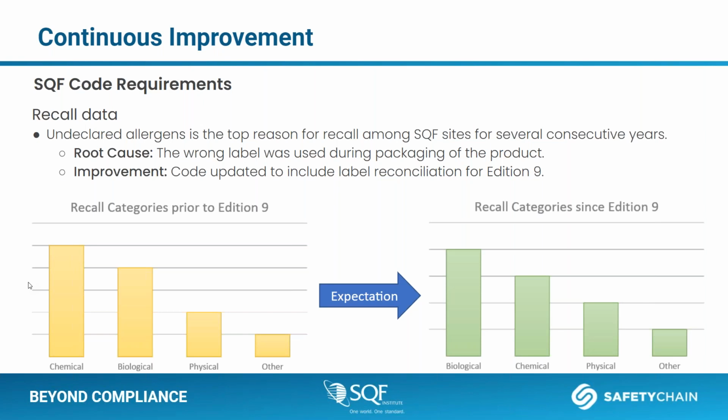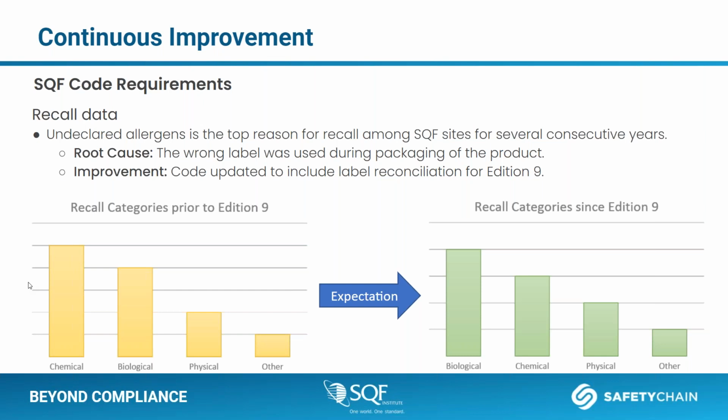Screen here. All right, so continuous improvement. One of the ways, as I said, I've got some examples on how SQFI does continuous improvement. So my first one here is, we use data to improve our codes. So I'm sure some of you out there are aware Edition 9 came out, was implemented in May of 2021. And so there were some pretty big changes for Edition 9.